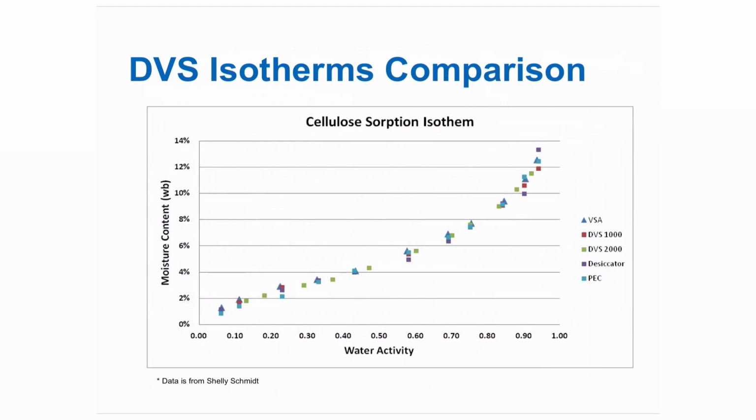And if we take the information generated from a DVS isotherm using our Aqualab VSA and compare it to other DVS instruments that are out there, as well as traditional desiccator methods, you can see that there's very good agreement between the information that's provided from our DVS method to any of the DVS methods out there. It's equivalent.